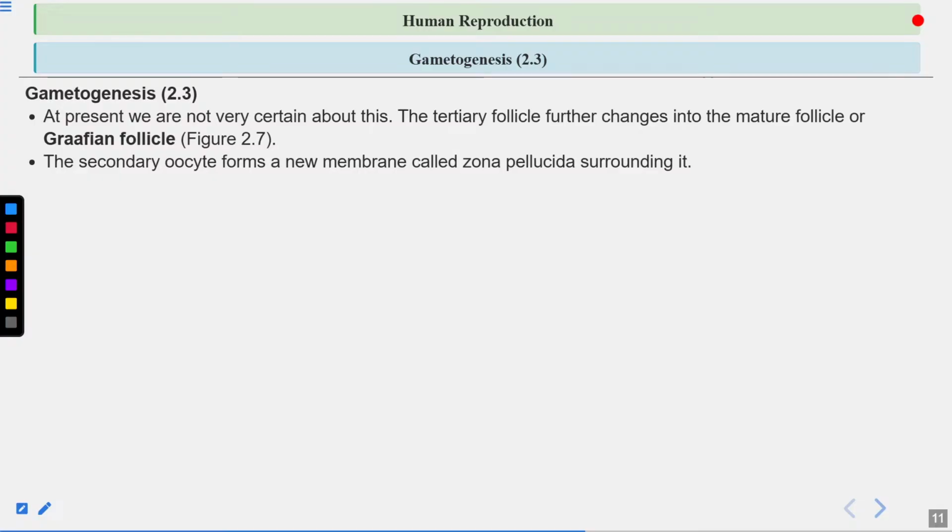Now the secondary oocyte forms a new membrane called the zona pellucida surrounding it. Okay, so the secondary oocyte now starts developing a membrane. This membrane is known as the zona pellucida. Remember this. There are many layers around the egg: corona radiata, zona pellucida. We will talk about this in our upcoming slides. So now the secondary oocyte forms a new membrane which is known as the zona pellucida.